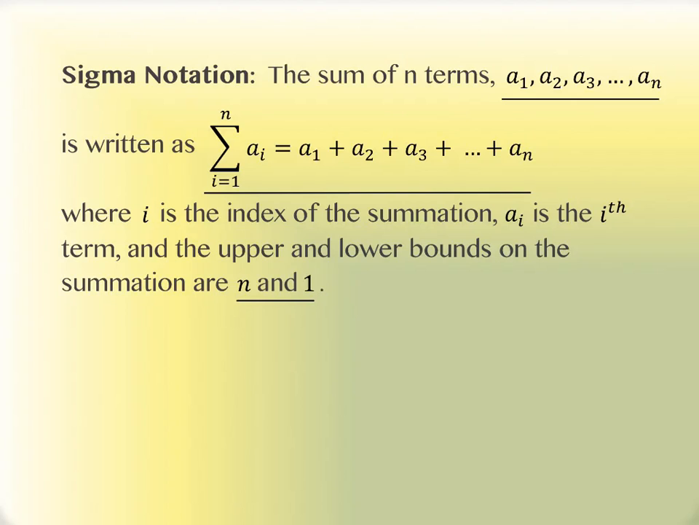It's a Greek letter. It starts with i equals 1, and it goes up to i equals n of a with the subscript i. i is called the index of summation. a sub i is the ith term. It's just the term that we're on. And then the upper and lower bounds on the summation are n and 1. The n is on top, my upper bound. The 1 is on the bottom, my lower bound. It tells me where I start and where I stop.